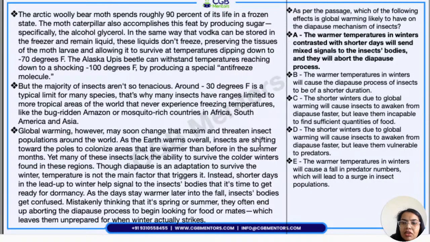So global warming may soon change. Insects are shifting towards the pole to colonize, yet many of them lack the ability to survive. Though diapause is an adaptation, temperature is not the main factor that triggers it. Instead, shorter days leading up to winter signal to the insect bodies that it's time to get ready for dormancy. Now, as the days stay warmer later into the fall, the bodies get confused. It is very clear. The bodies are getting mixed signals. That means the body is getting confused, and that's how global warming is affecting them. So the answer to this was A.